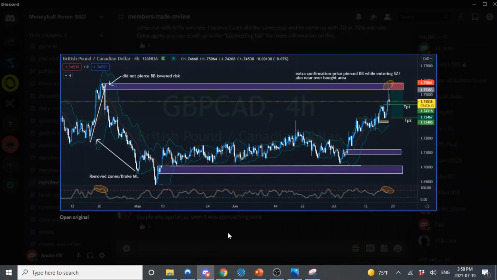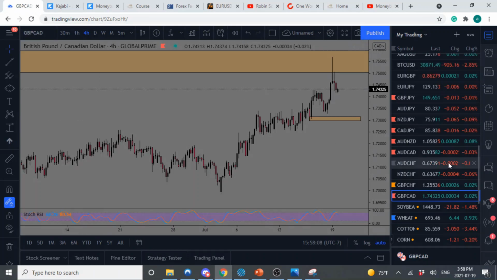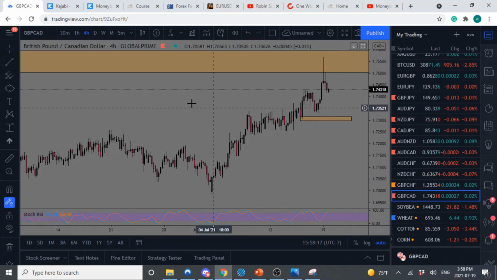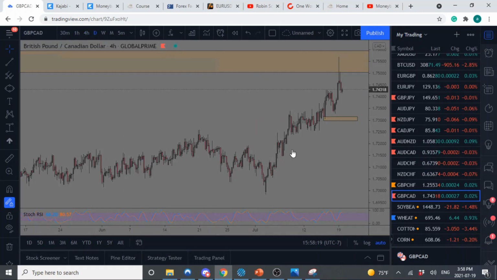Pound CAD. We could actually have a quick peek at this. How is it doing? Oh, it's right here. So I think he's still in that, right? Yeah, he would be still in it. I think his take profit is down in this general area. And actually, this is a zone that I have marked out here on the daily.